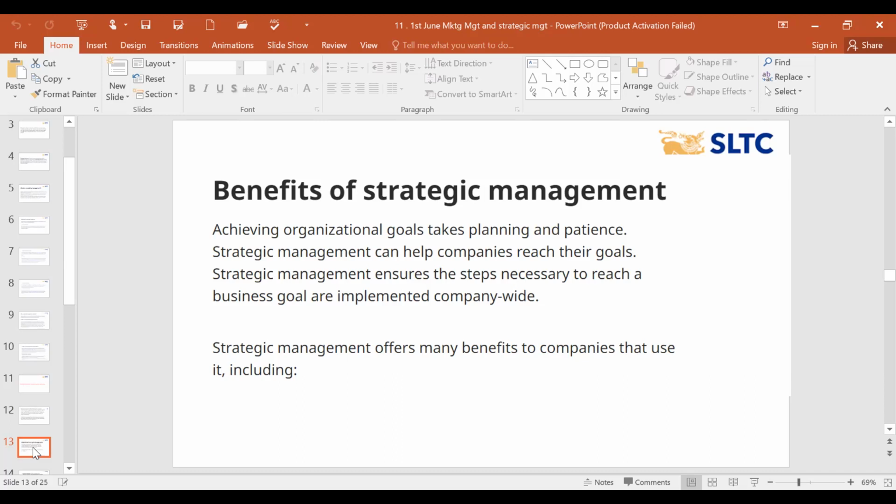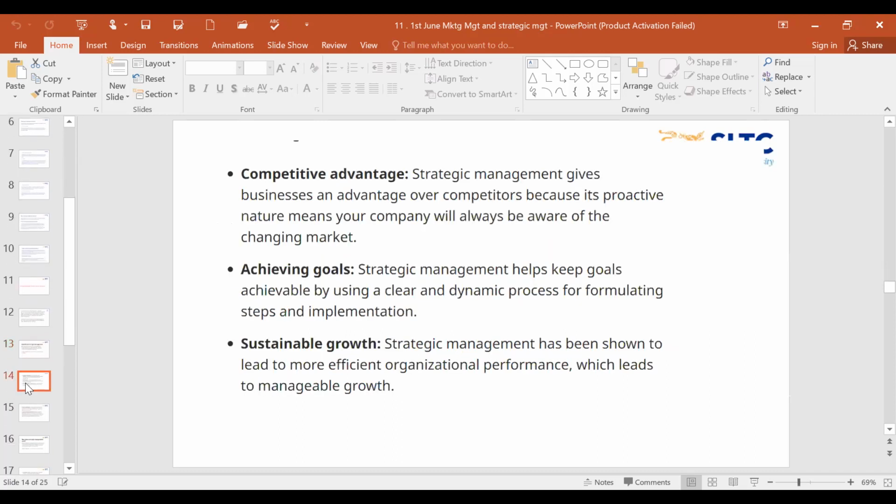So this is more or less going very parallel to the business objectives and putting it to the company and to its layers of employees and to get them aligned to your objectives. So strategic management offers many benefits to companies that use it, including, now here we go, competitive advantage. Strategic management gives business an advantage over competitors because its proactive nature means your company will always be aware of that changing market.